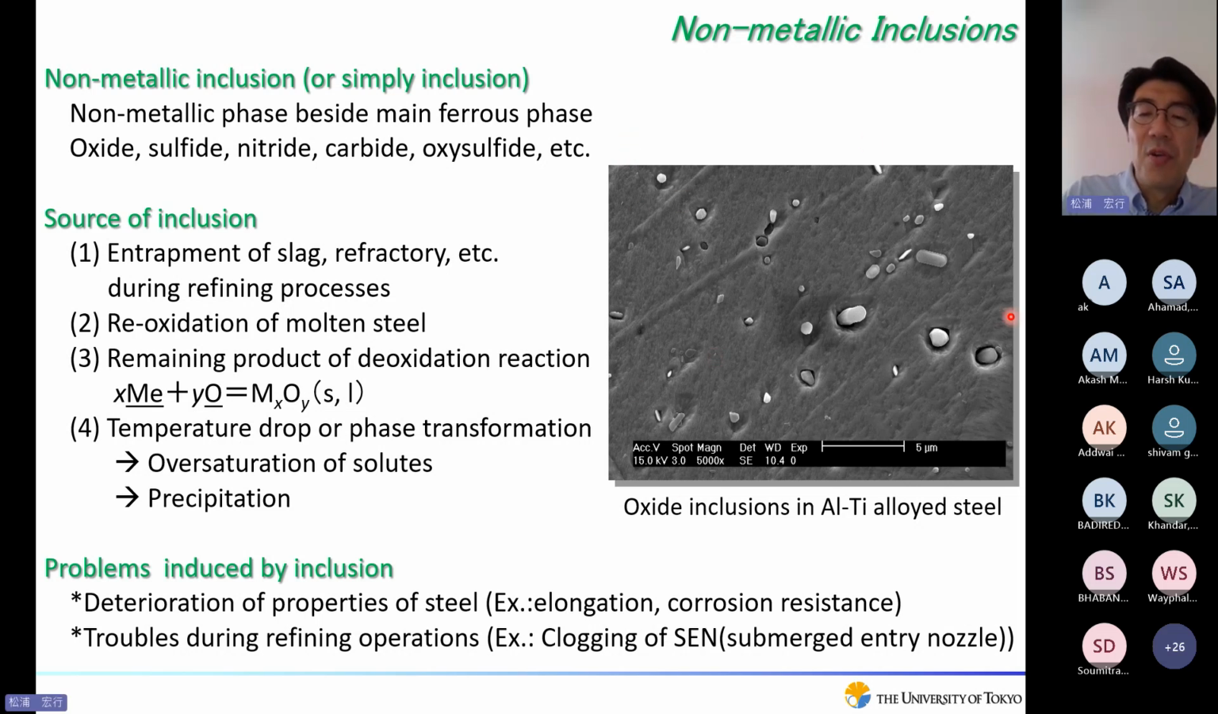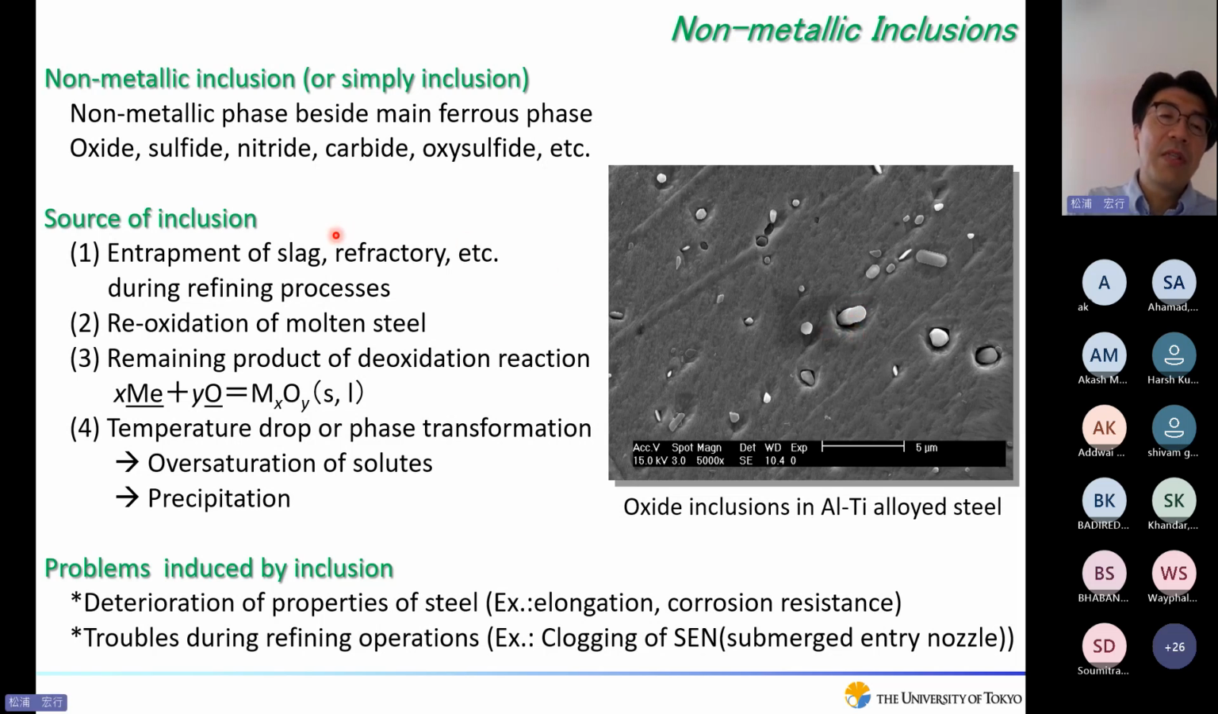This right figure shows the SEM image of the oxide inclusions in the aluminum and titanium alloy steels. This is not a commercial product, but the samples prepared in my group. That's why this sample is quite dirty and contains lots of inclusions. You can see the very tiny inclusions as well as relatively large inclusions like this.